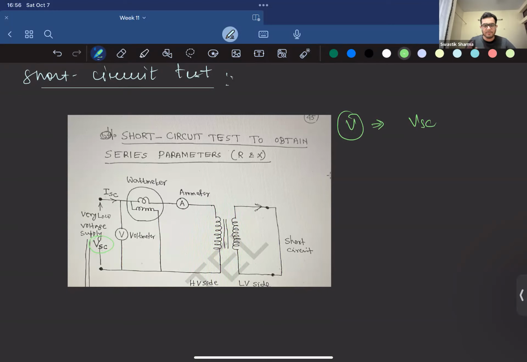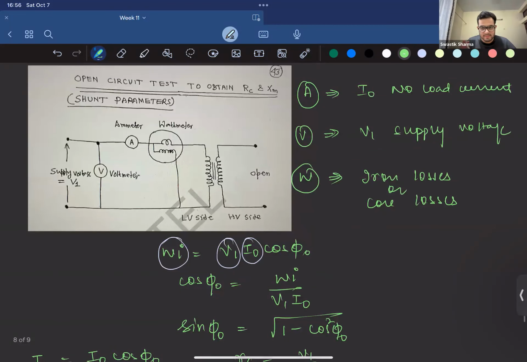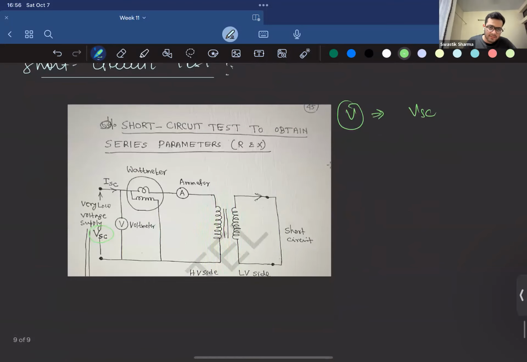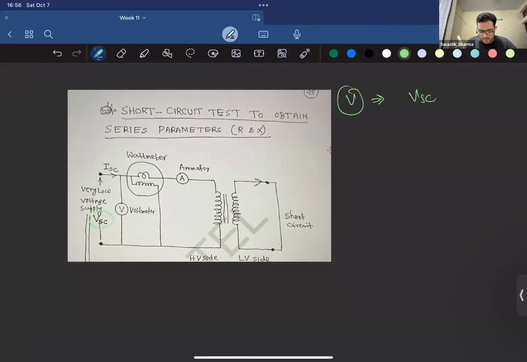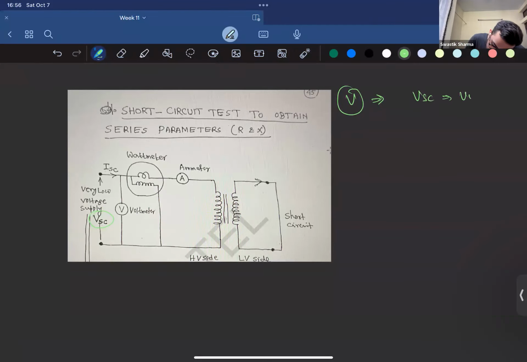Always remember, the open circuit test is conducted at the low voltage side, and the high voltage side is kept open. Whereas the short circuit test is conducted on the high voltage side, where the low voltage side is short circuited. Great. So the voltmeter measures VSC, which is the voltage supplied.